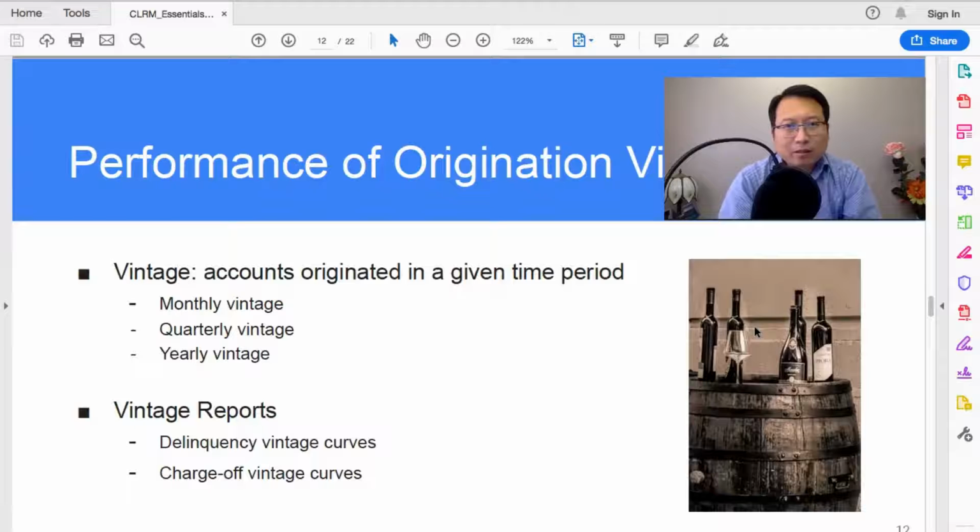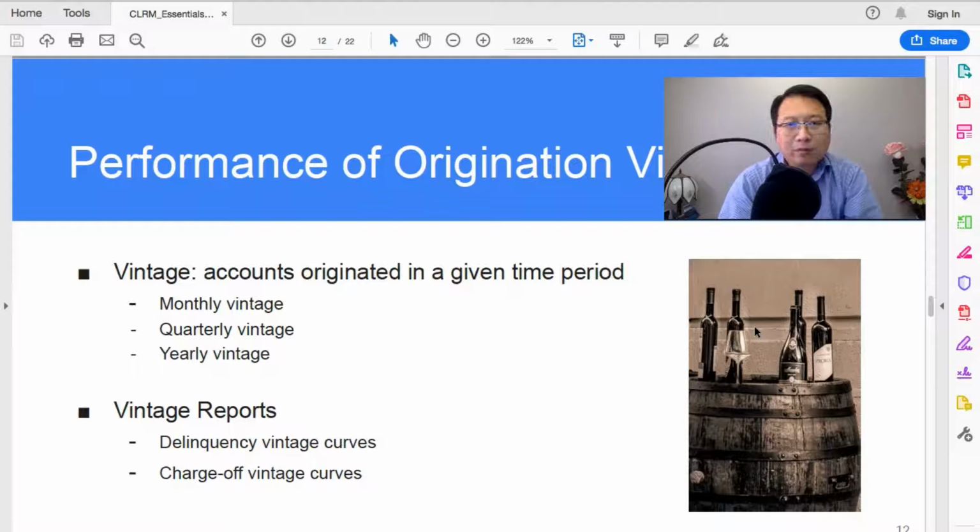First, let's look at what's the origination vintage. Vintage, if you are a wine drinker, you are familiar with the idea. If the wine is vintage 2018, that means it's made of grapes harvested in the year 2018. So very similar idea. Origination vintage refers to accounts originated in a particular time period.